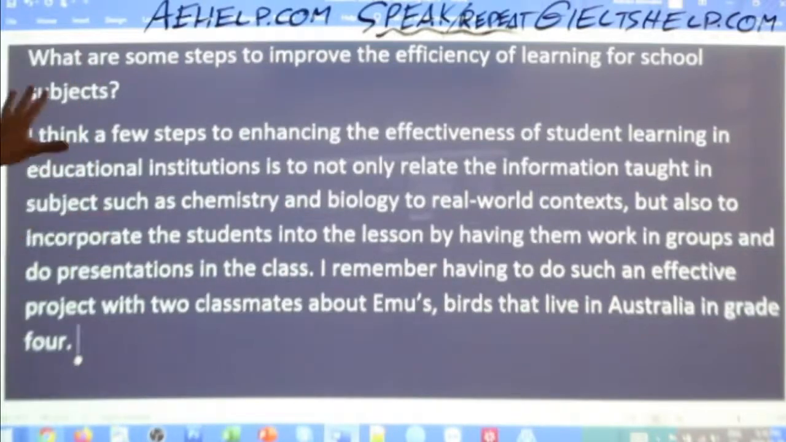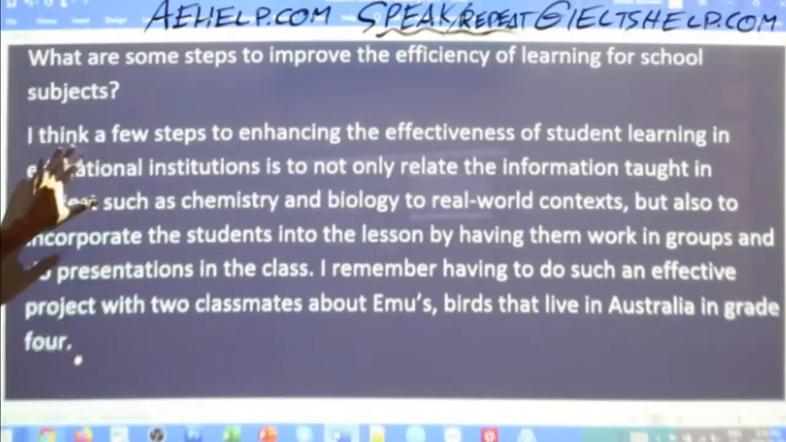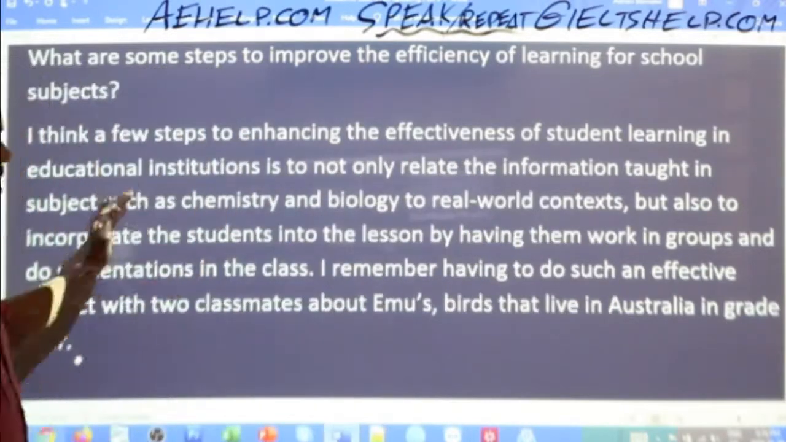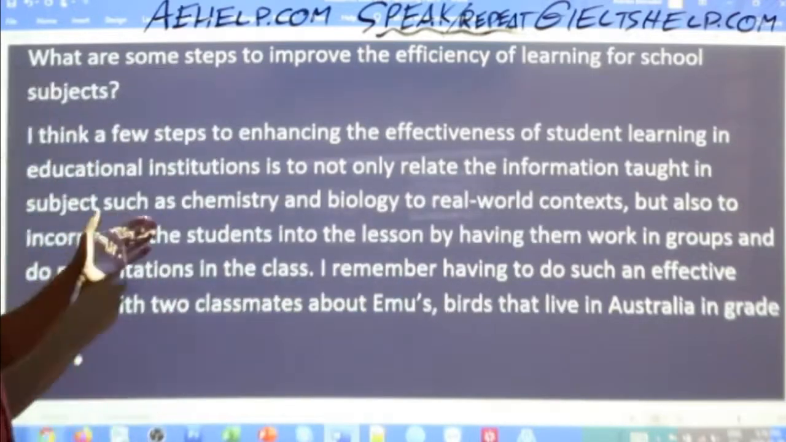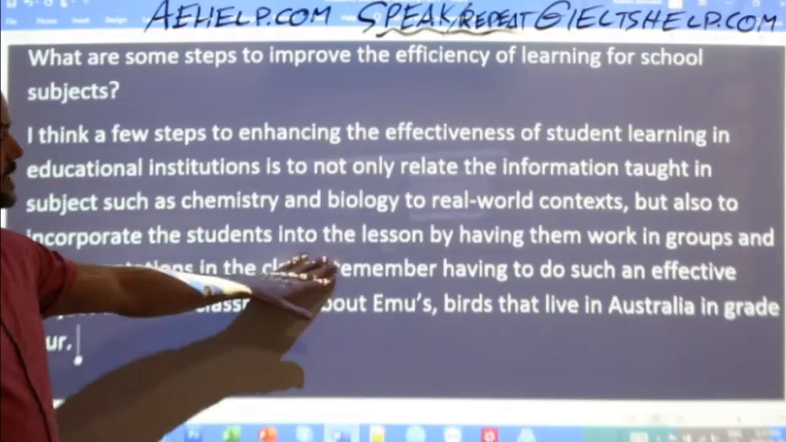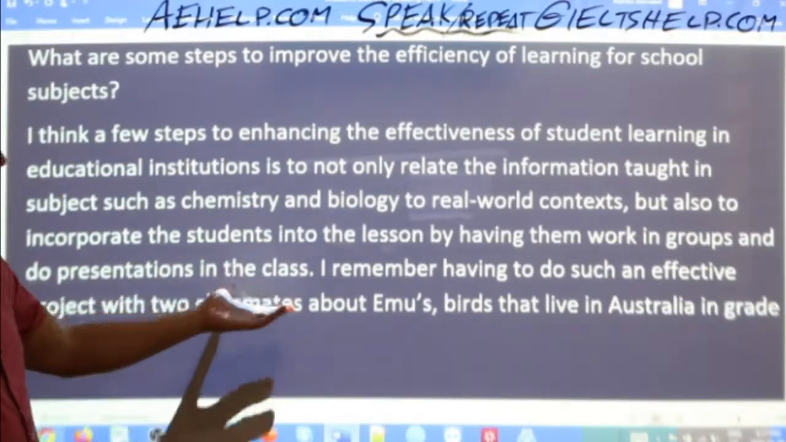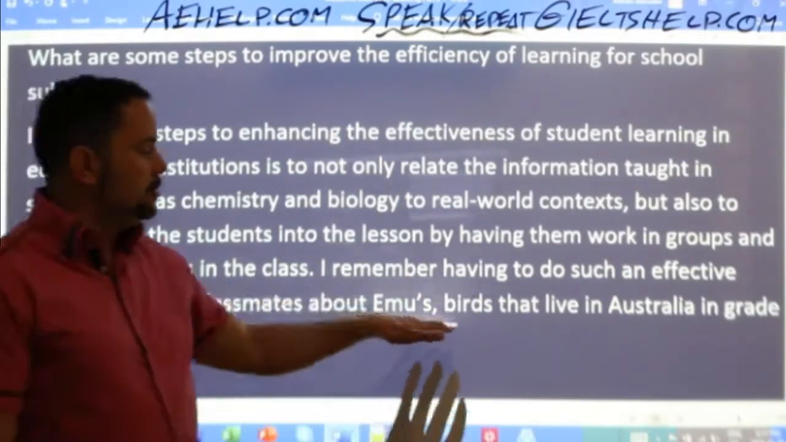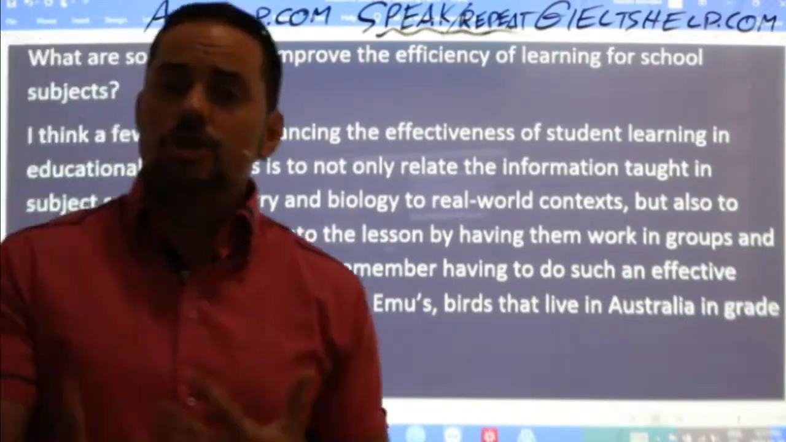So repeat after me. What are some steps to improve the efficiency of learning for school subjects? I think a few steps to enhancing the effectiveness of student learning in educational institutions is not only relating the information taught in subjects such as chemistry and biology to real-world contexts, but also to incorporate the students into the lesson by having them work in groups and do presentations in the class. I remember having to do such an effective project with two classmates about emus, birds that live in Australia, in grade 4. Okay, very visual, right?